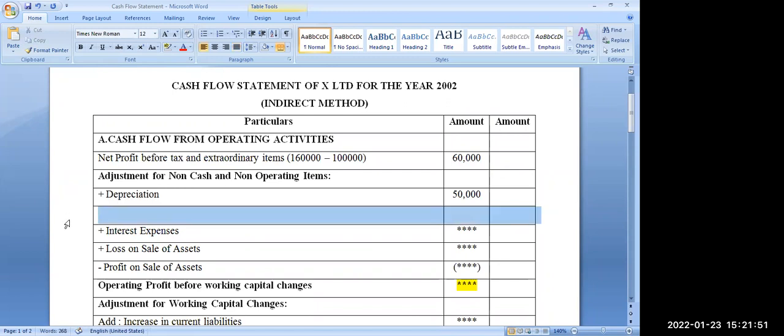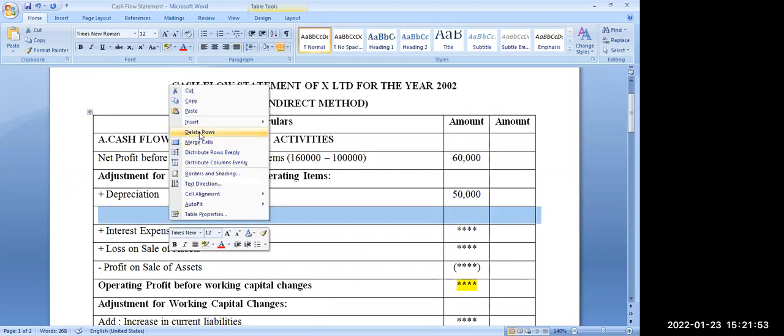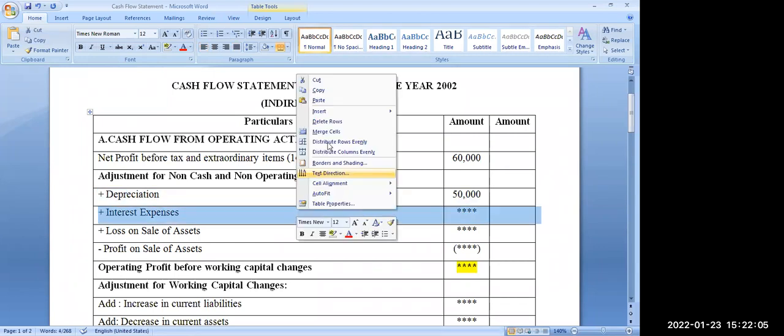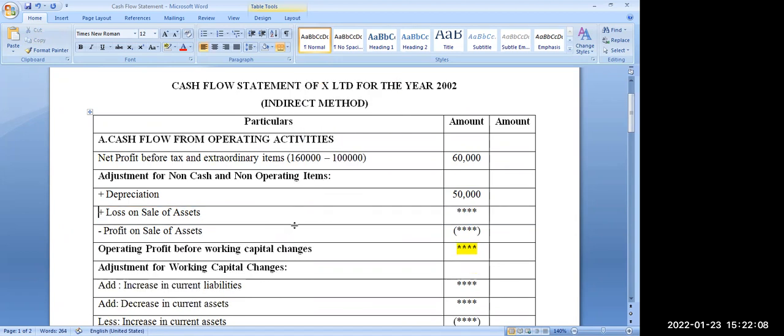There is no amortization, so I'm just deleting this row. Is there any interest? No. There is a profit on sale of machine. Profit on sale of machine should be minus, because a profit worth rupees 3,000 was already included in the profit and loss account.